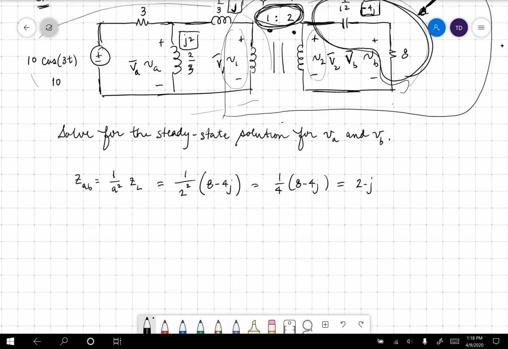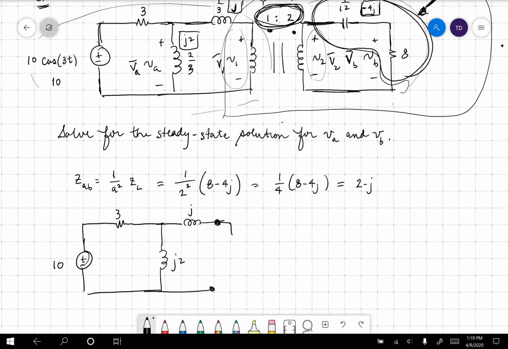I'm going to leave it all there. Let me redraw it down here for you so you can see it. I don't know if it necessarily helps, but it helps me. So this is j2. This is 10. This is 3. This is j. From here to here, that's A to B right there, and I'm just going to put it in a box. There are a variety of ways I could do this. 2 minus j, if I were drawing that impedance as 2 elements, would be a 2 ohm resistor and a minus j for the impedance of a capacitor, correct? It's going to be a capacitor because we have a negative j term there.